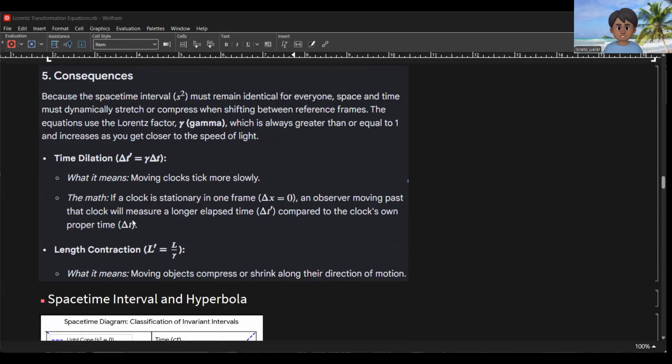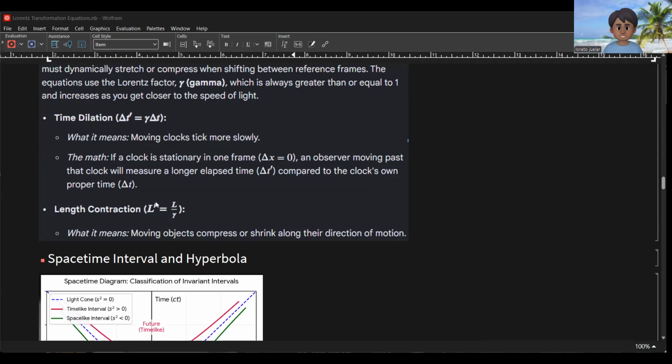So what it means: moving clocks tick more slowly. The math: if a clock is stationary in one frame, delta x equals zero. So an observer moving past the clock will measure a longer elapsed time, delta t prime, compared to the clock's proper time.